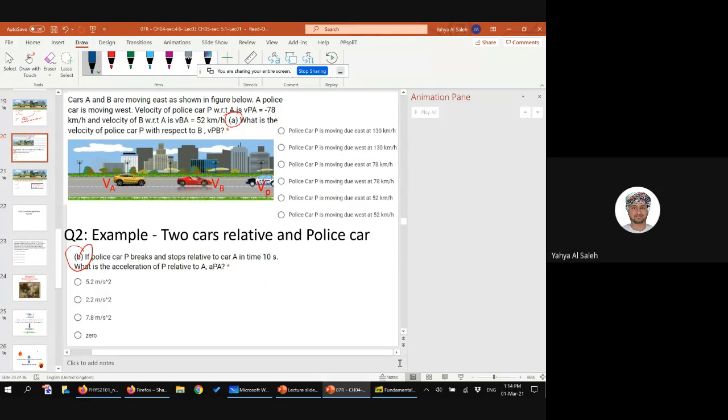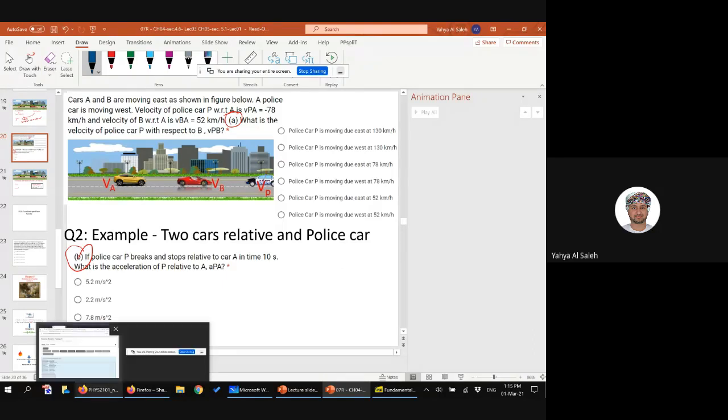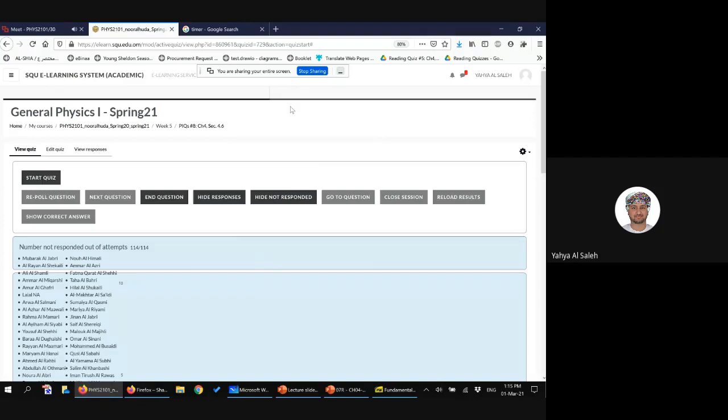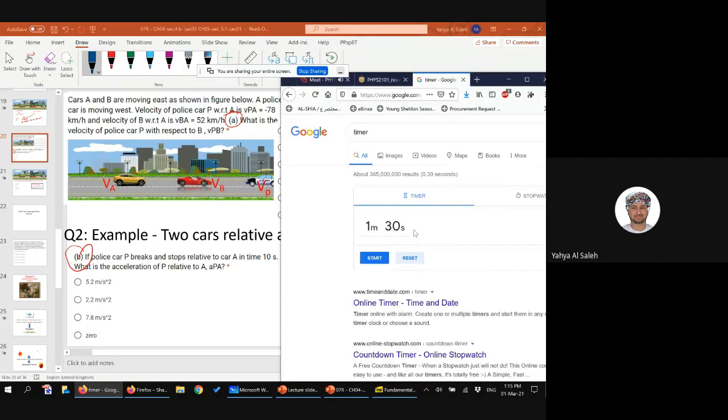Now let's do part B, which is the more important one. If police car P brakes and stops relative to car A in a time of 10 seconds, what is the acceleration of P relative to A? 5.2 meters per second squared, 2.2 meters per second squared, 7.8 meters per second squared, or simply 0. And I'll give you a few minutes for this.